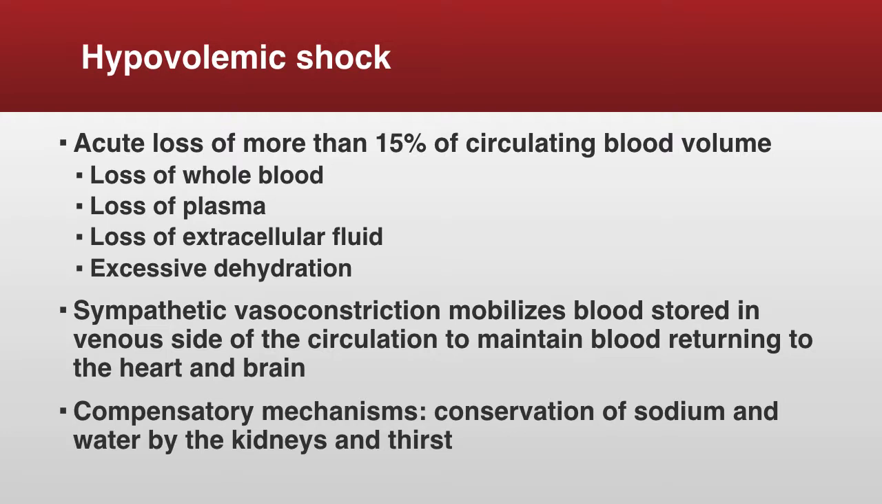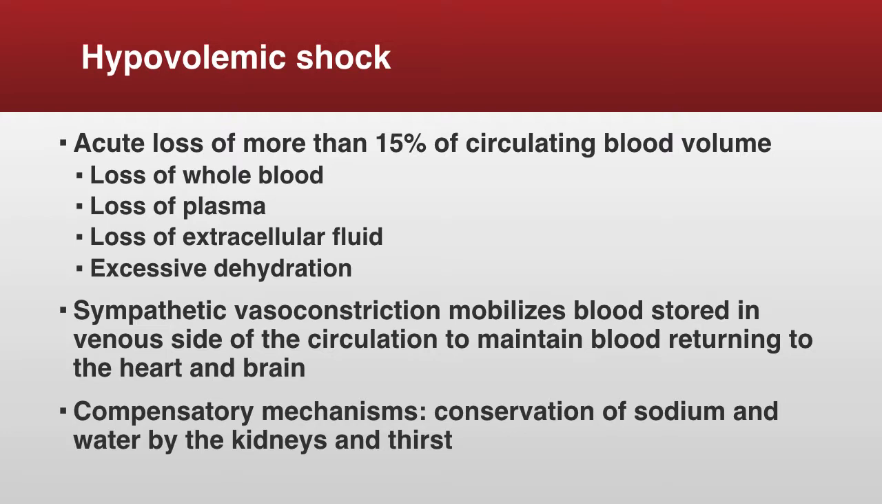Hypovolemic shock occurs when there's loss of more than 15% of the circulating blood volume. This can be a loss of whole blood, a loss of plasma, a loss of extracellular fluid, or excessive dehydration. Some people may say, well, how do you get loss of plasma? Well, for instance, if somebody has a burn, they often aren't losing whole blood, but they're losing a lot of plasma in the oozing that's happening with that healing burn.